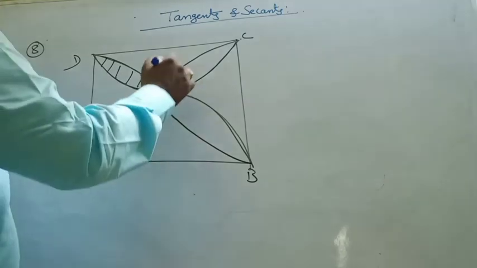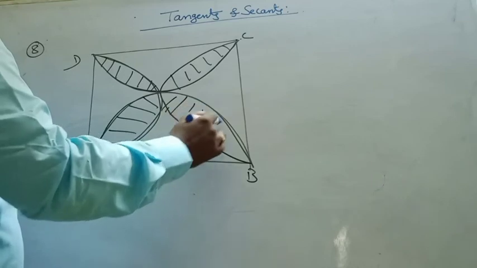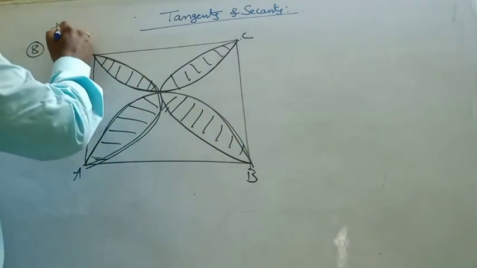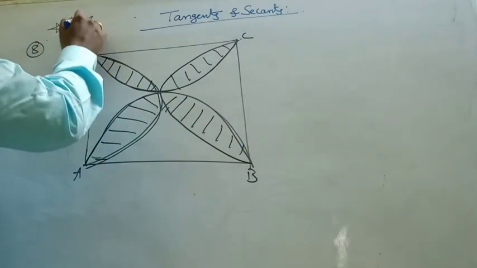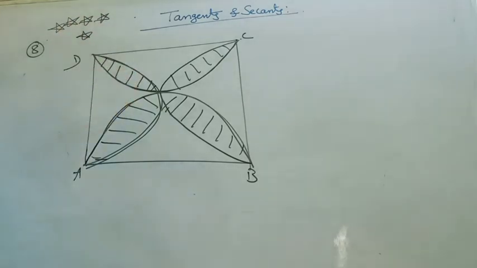Now I will give the procedure, how you will be doing that. This shaded portion is very important, a 5-star rating, because many times this problem was also asked. This is the area we require to find. How are we going to find it?